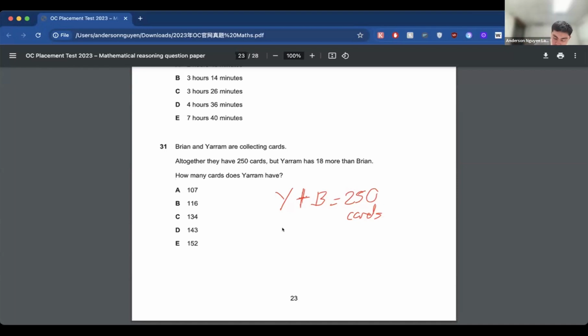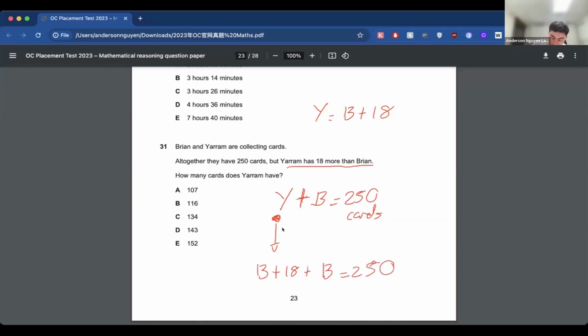Now to do that, you need an extra clue. And this clue mentions Yaram has 18 more than Brian. That's the same as saying Brian needs to add 18 to reach Yaram's. Since we know what Yaram is in terms of B, or Brian's, I can get rid of this. So now it's all Brian's. So Brian plus 18 is Yaram. And there's an extra Brian there. And now this number sentence is all in terms of Brian and numbers.